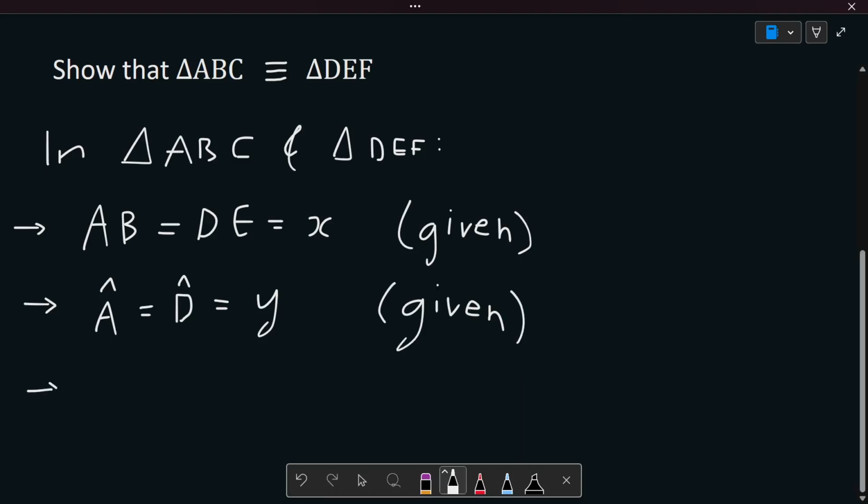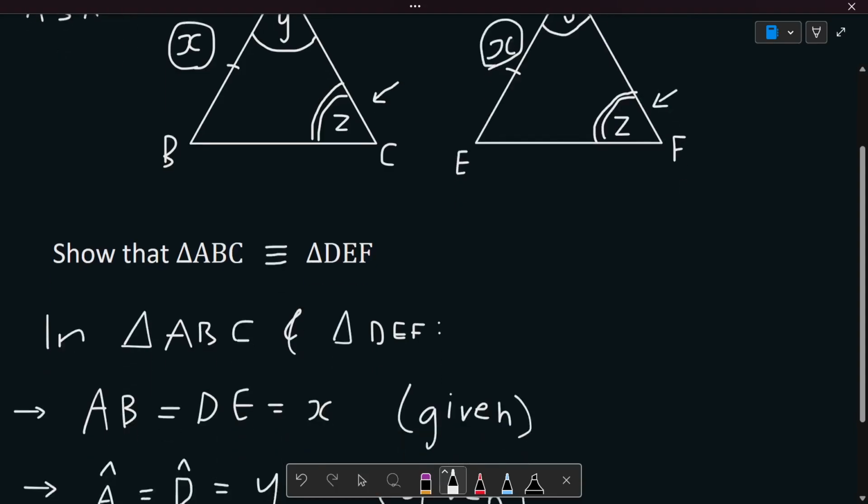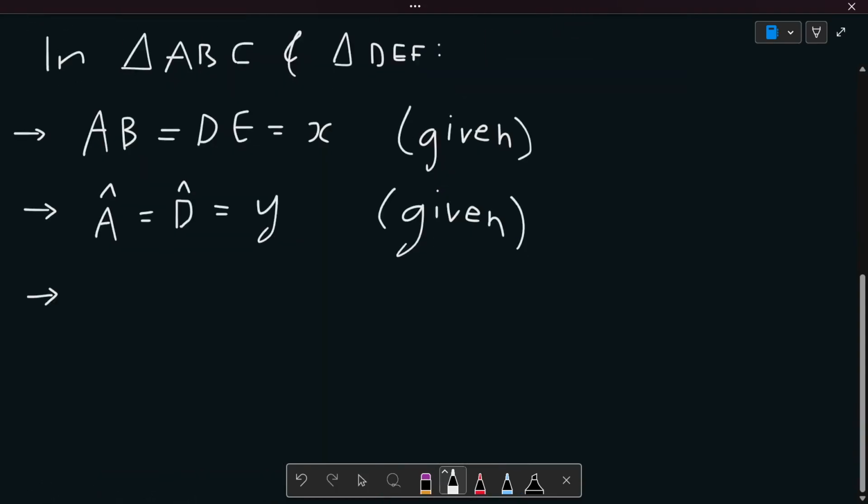Now, our last thing that we are going to be looking at is our other angle. Because now we have at point C over here, it's Z, and point F over here, it's also Z. So therefore, angle C is equal to angle F, which is going to be equal to Z. And why is this true? It's because they gave it to us.